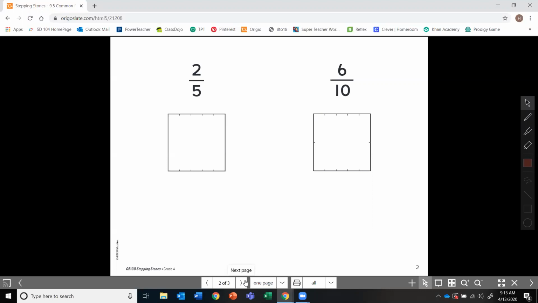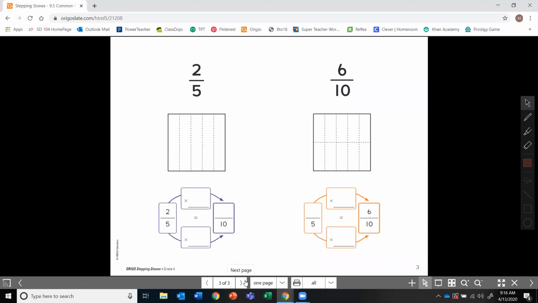So here we have 2/5, we have 6/10. What we're trying to do is compare them, and as you notice, the denominators are not the same, so we are going to have to change one of them so that they are equal. So here you will see what they have done. They have set up some diagrams for you to use.